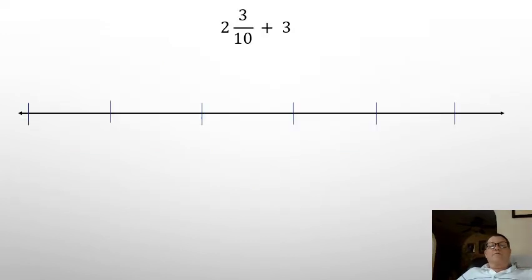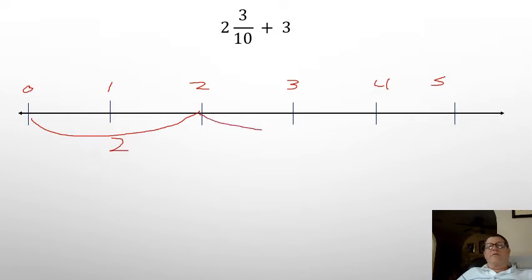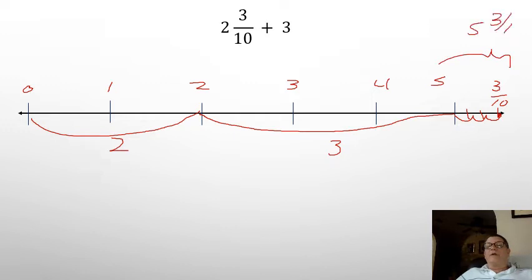Now our next one, let's go ahead and number a number line. 1, 2, 3, 4, and 5. And I can see the first one is 2. And I'm going to add 3 to that. 1, 2, 3, which gives me 5. And then from here, I'm going tenths. 1, 2, 3 tenths. So we can see our answer right here would be 5 and 3 tenths. Now up here, obviously 2 wholes plus 3 wholes is 5 and 3 tenths. But they want you to see it on my number line.